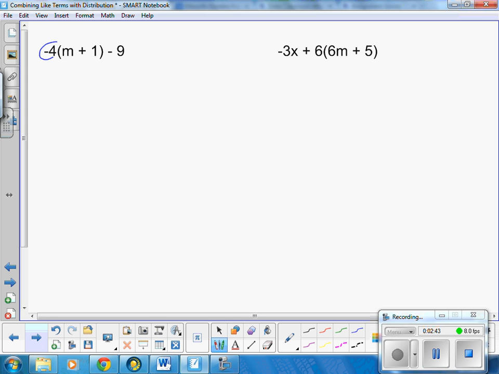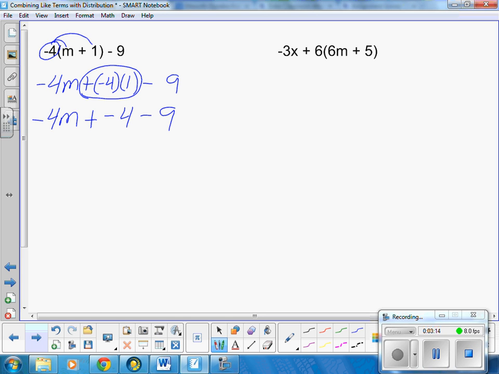Negative 4, I'm going to distribute that to both parts inside of the parentheses. Negative 4m, a negative times a negative 4, well, we'll just do it this way, plus a negative 4 times 1, and then minus 9. So this is a negative 4m. Now in Khan, they don't want you to write down plus a negative 4 minus 9. They want you to write it as just a subtract 4.